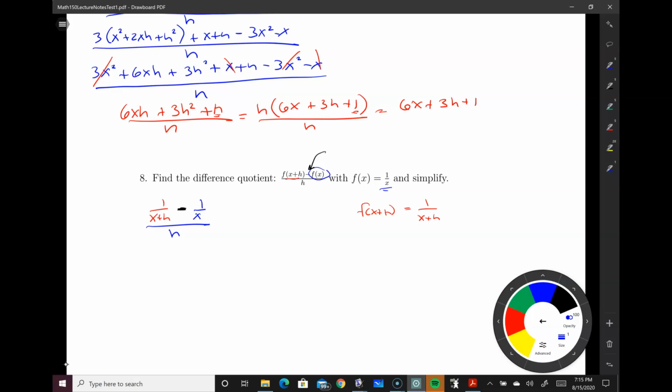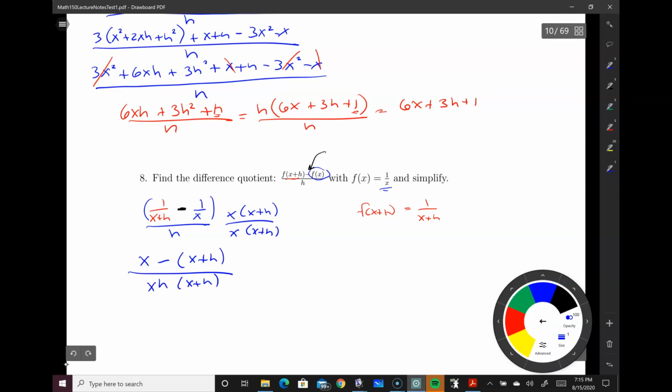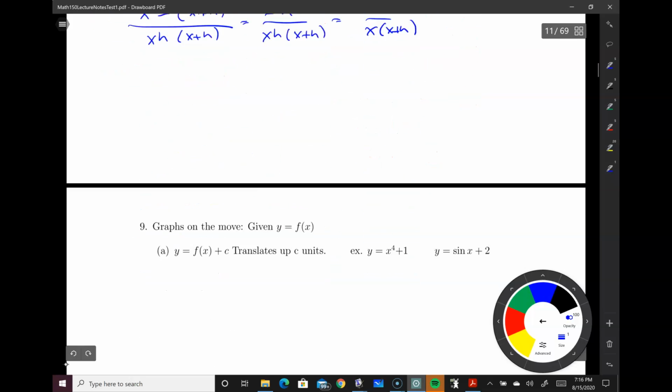Well, this looks quite familiar. What I know I want to do is to get rid of the fractions by multiplying top and bottom by the least common denominator. So distributing, canceling as I go, I'll get x minus x plus h all over xh, x plus h. Don't multiply the denominator out. Then simplify. Then cancel. All right, so that's the difference quotient.